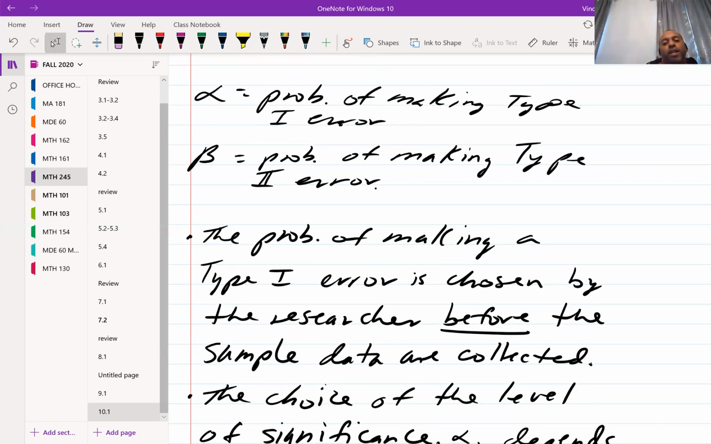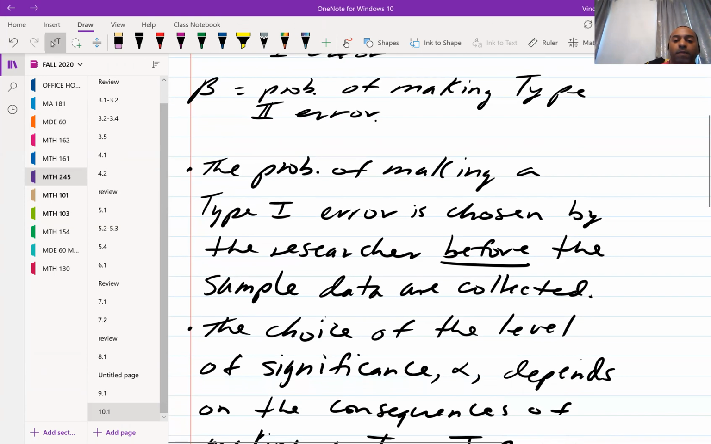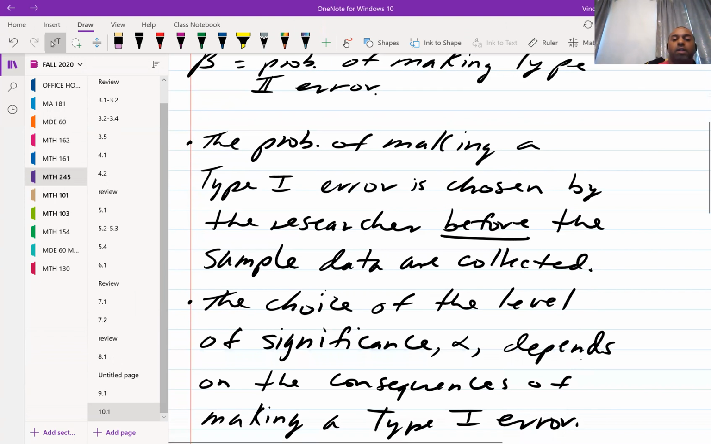So the probability of making a type 1 error is chosen by the researcher before the sample data are collected. So like I said, the exercises you guys get will give you alpha first, but if you were doing this from scratch, you would choose your alpha, just level of significance, and you'll see why in a second and what would dictate your choice. The choice of the level of significance alpha depends on the consequences of making a type 1 error.